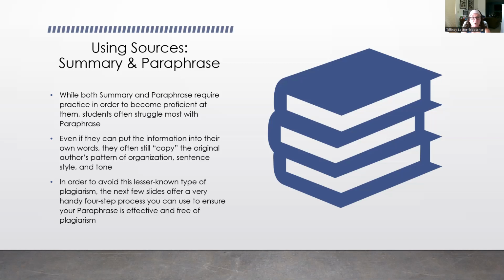So if paraphrase is where you want to live, you've got to learn the tips for doing it correctly because it's the easiest to plagiarize unintentionally. So I have a process here for you, a 4-step process that, once you understand what the process is really all about, makes creating a good paraphrase, an acceptable paraphrase, so much easier.